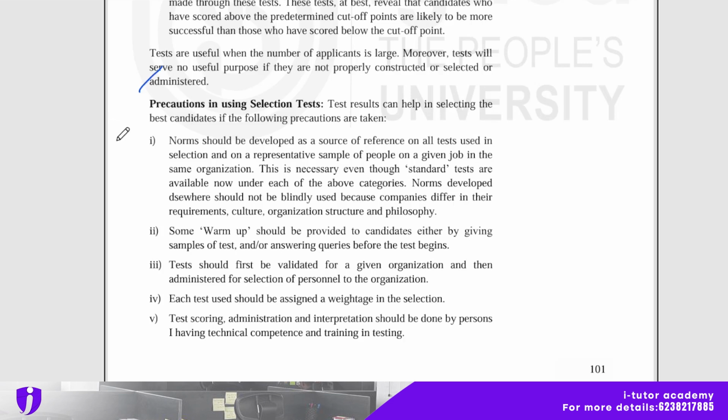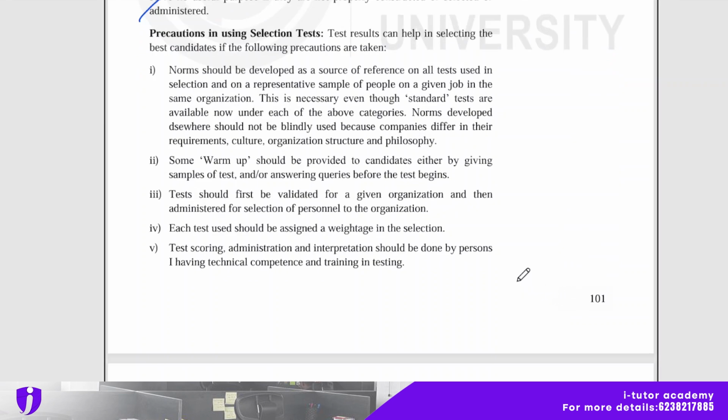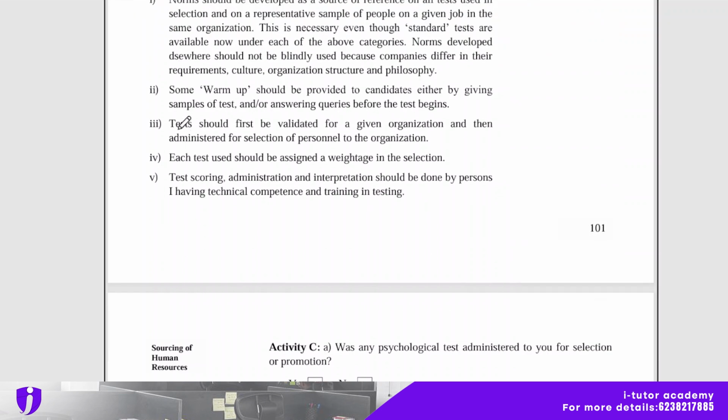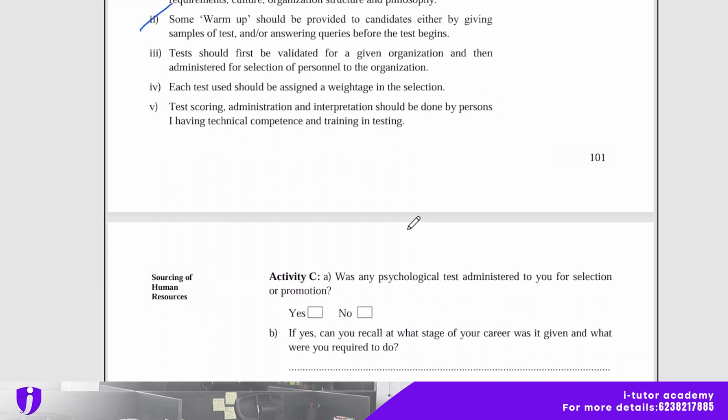And precautions in using selection tests. The test results can help in selecting the best candidate if the following precautions are taken. First, norms should be developed as a source of reference on all tests used in selection, on a representative sample of people on a given job in the same organization. Second, some warm-up should be provided to candidates, either by giving a sample of the test or answering queries before the test begins. Third, tests should first be validated for a given organization and then administered for selection of personnel to the organization.